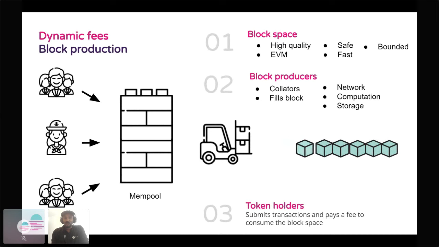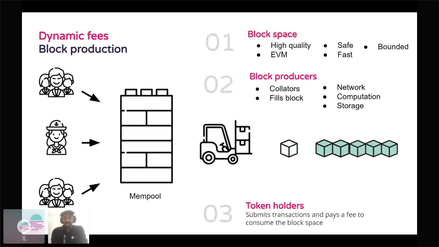So this is point number one. Point number two is that in order to do that as a company, we have to incentivize block producers, what we call collators, to fill blocks with transactions that have been submitted by token holders. To do that, collators need to provide computation power, storage, but also to be connected to the network. And it has a cost for them. So this is why the blockchain, as a company again, is putting some money to pay block producers to perform their job. This is an expense from the blockchain point of view.